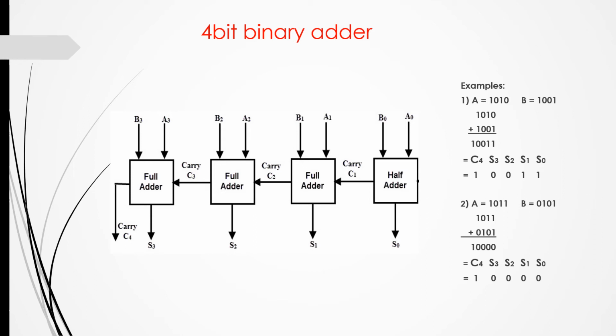So here you can see two examples. If input A is equal to 1010 and B is equal to 1001, then we will get output 10011. Similarly, in the second example, if A is equal to 1011 and B is equal to 0101, we will get output 10000.